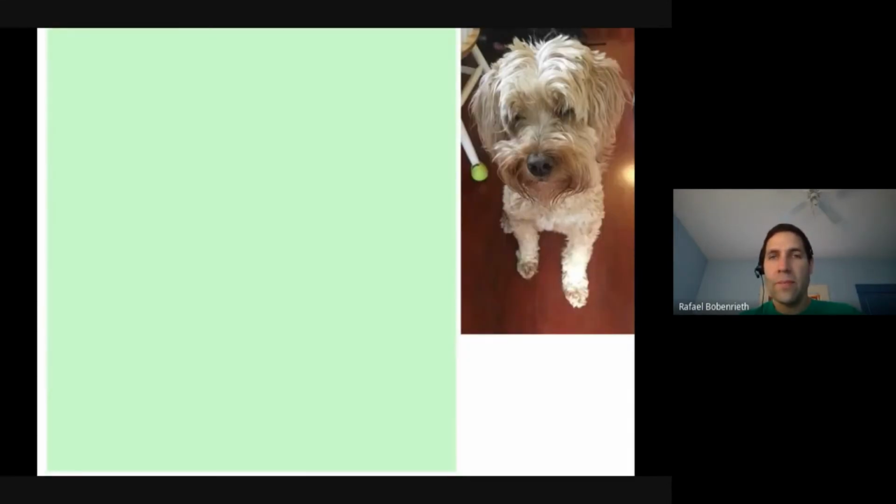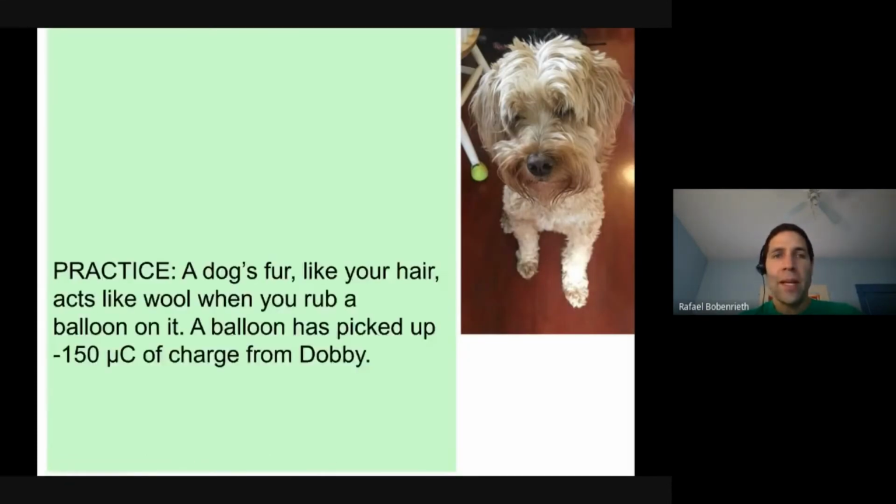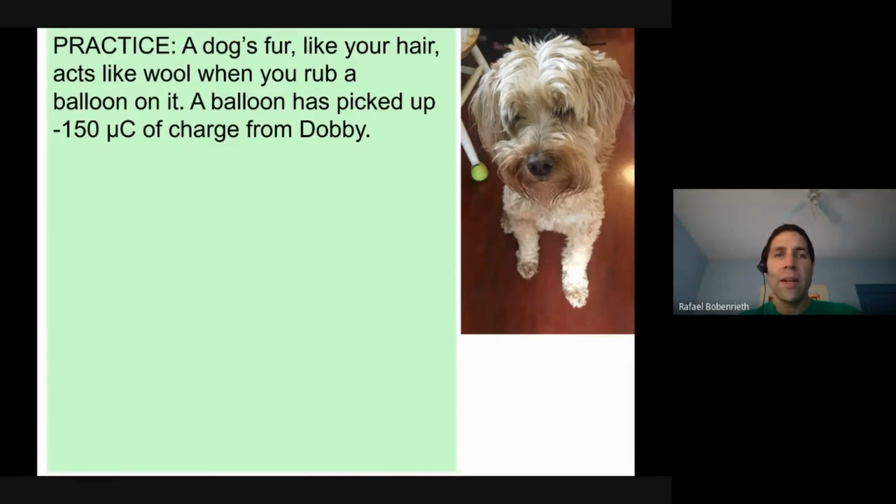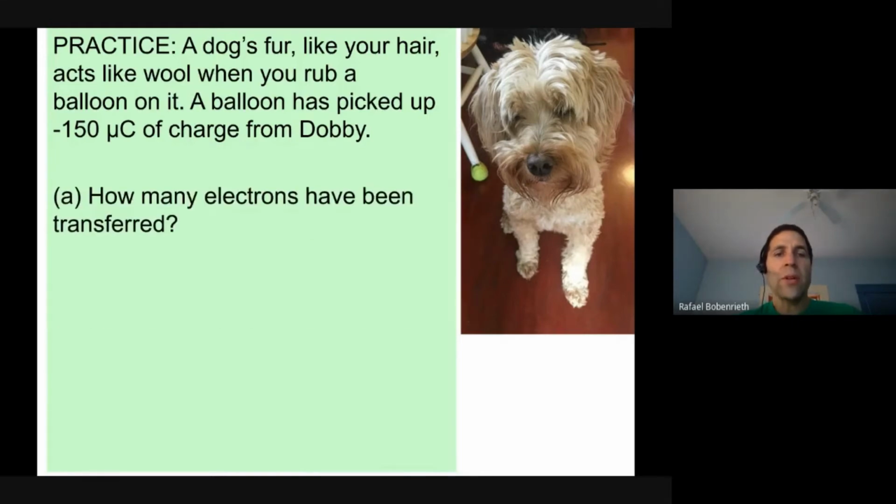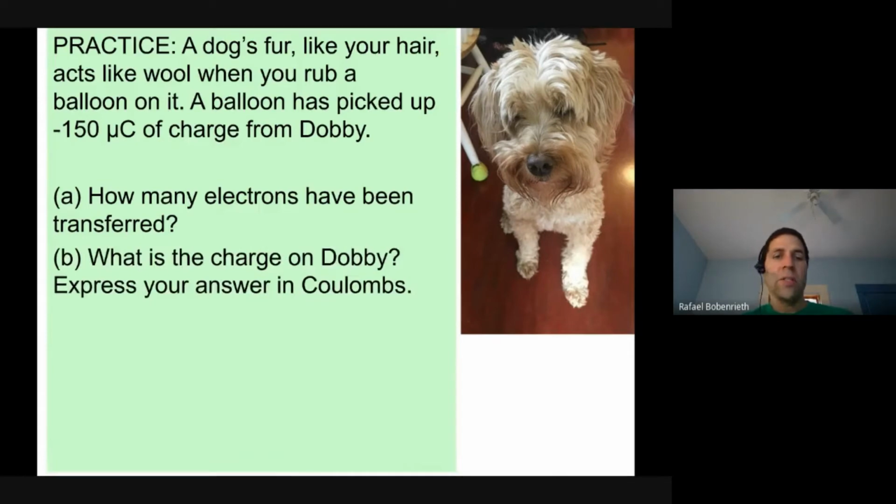So here we go. There you see, there's my dog, Dobby. And let's say a dog's fur, like your hair, acts like wool when you rub a balloon on it. A balloon has picked up negative 150 microcoulombs of charge from Dobby. So I rubbed a balloon against Dobby, and some electrons were transferred onto the balloon from Dobby's fur. So then the question is, how many electrons have been transferred? And B, what is the charge on Dobby? Express your answer in coulombs.